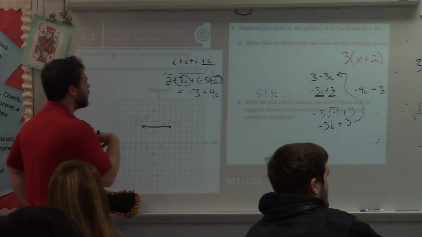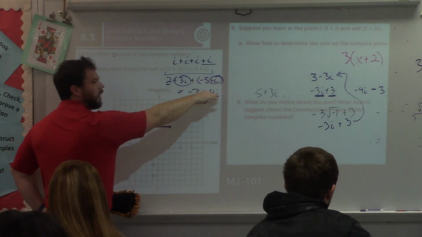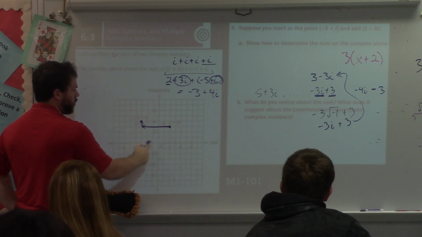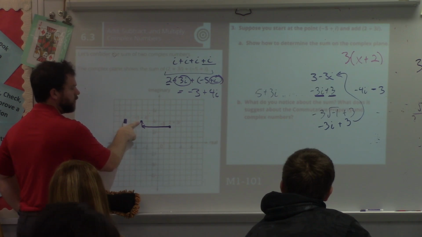She's on her way. And so then it's plus 1i, so it's going to go up one more. And notice, what are those coordinates? It's to the left 3 total. And how far up? 4.